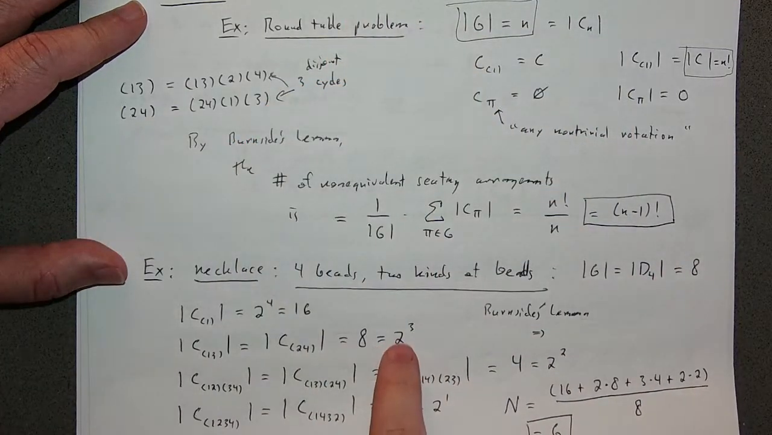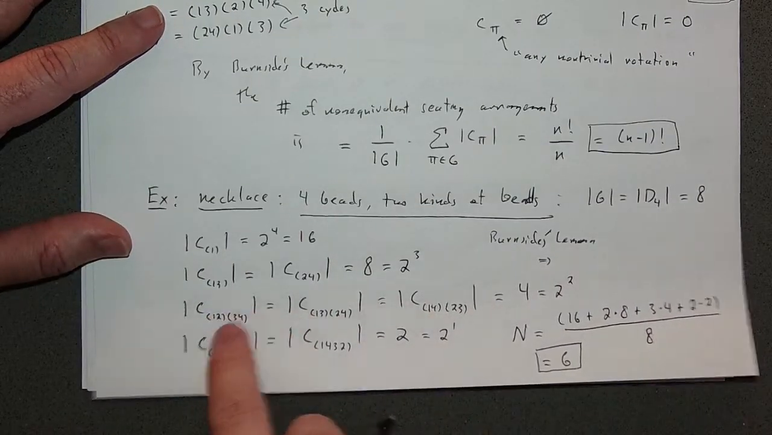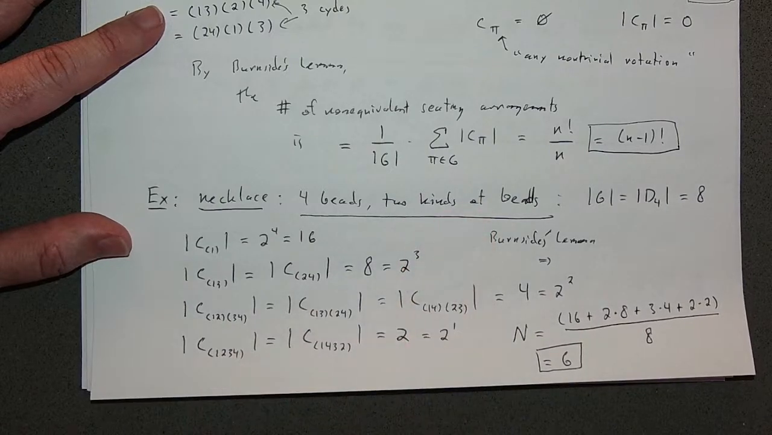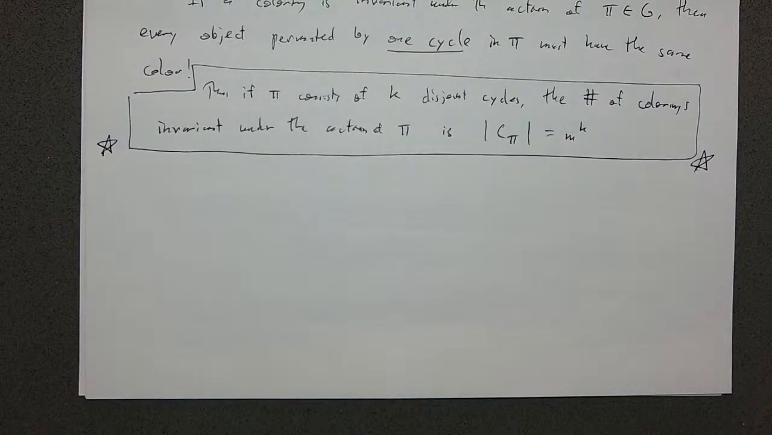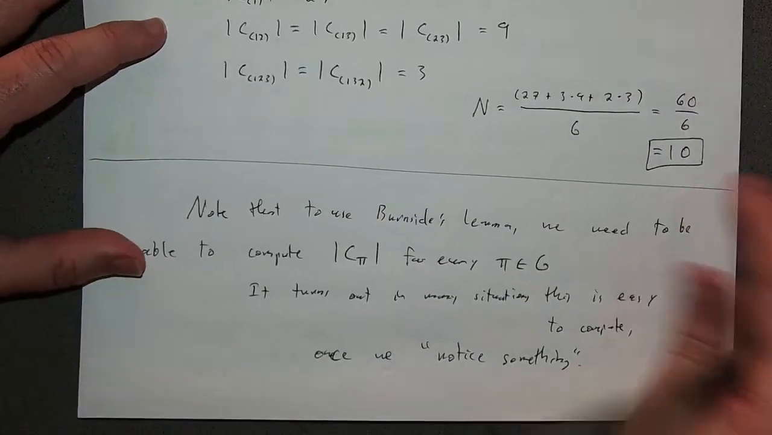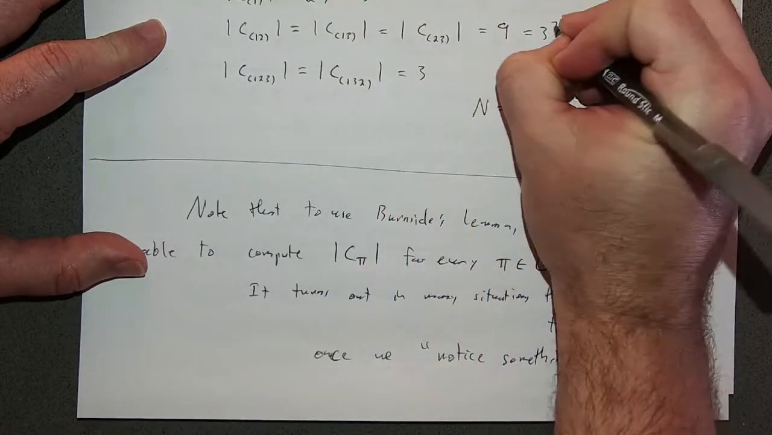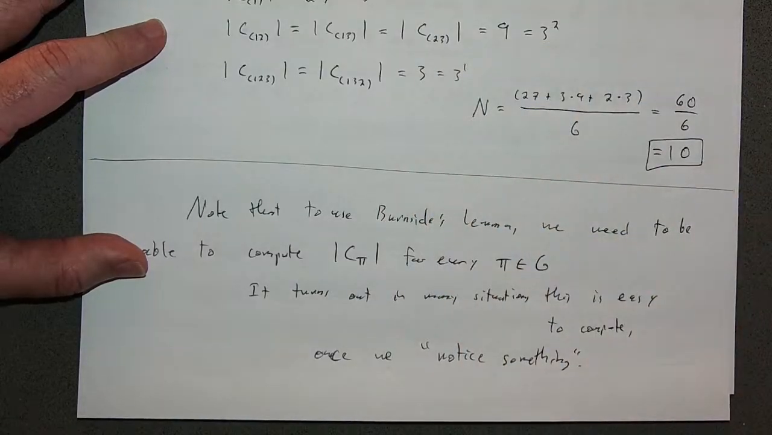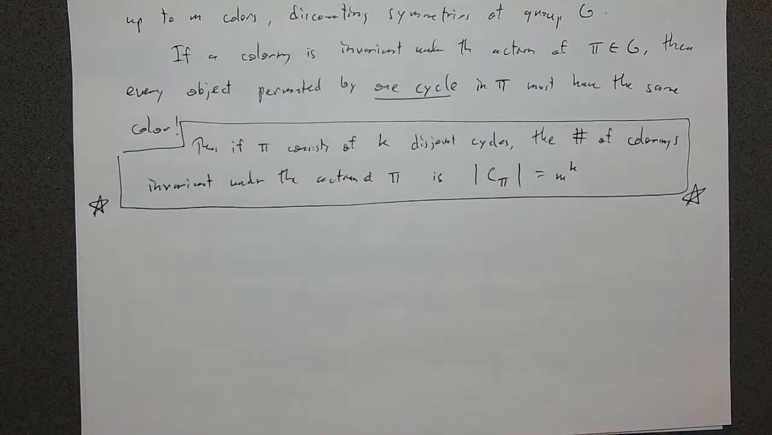And thus, this is 2 cubed. Here, in all cases, we have 2 disjoint cycles, so it's 2 squared. Here, in both cases, we have 1 disjoint cycle, so it's 2 to the first. And so this illustrates, again, this other example that we did. This was 3 cubed, 3 squared, and 3 to the first in the same way. And so, this is a very nice fact.